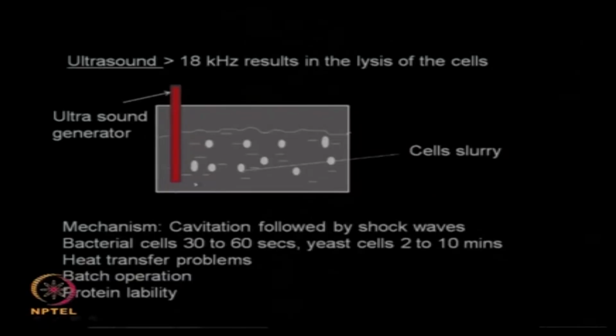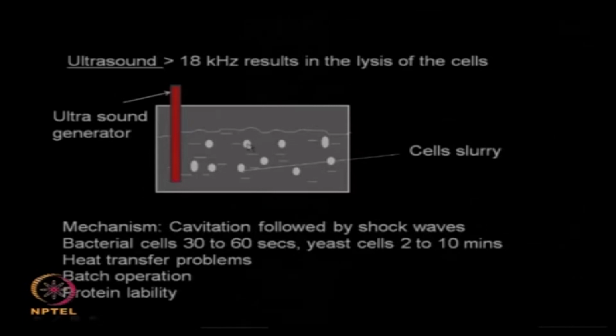You need to use different time periods of ultrasound energy for different types of cells. Say for bacterial cells it is enough if you do the ultrasound treatment for about 30 to 60 seconds, but if you have yeast cells which are very tough, you need time in minutes, very large minutes also, whereas for bacterial cells you do not have to go beyond 1 minute.